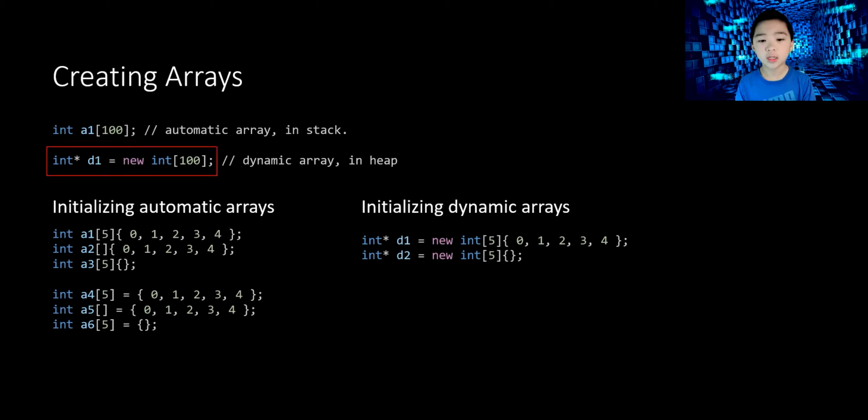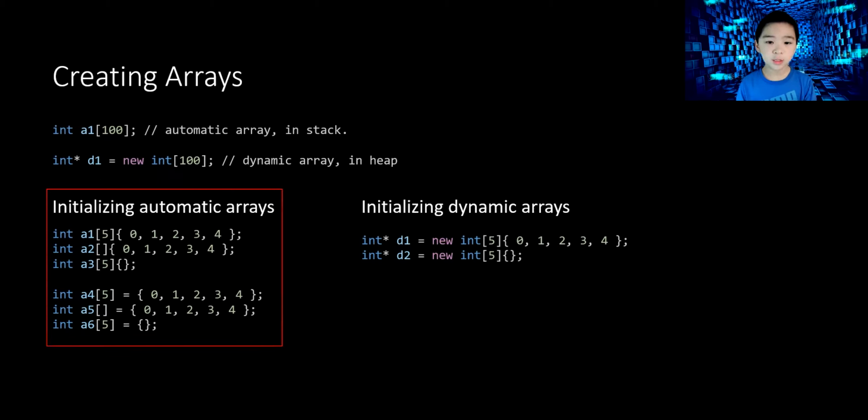Alternatively, you can create a dynamic array using the new operator in the object type, followed by square brackets with the array size. The dynamic array can be a lot larger if there is a large contiguous piece of memory in the heap.